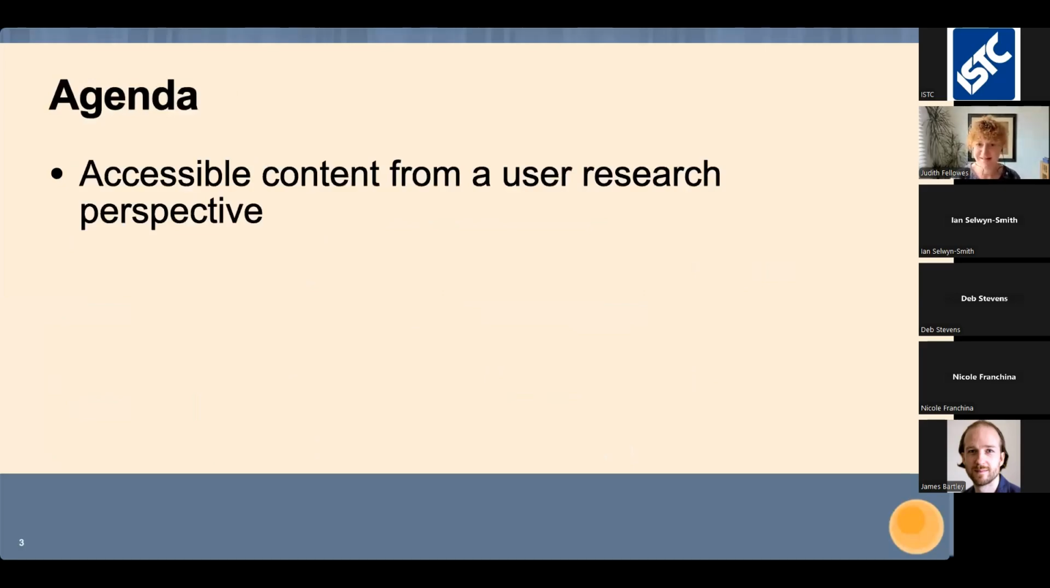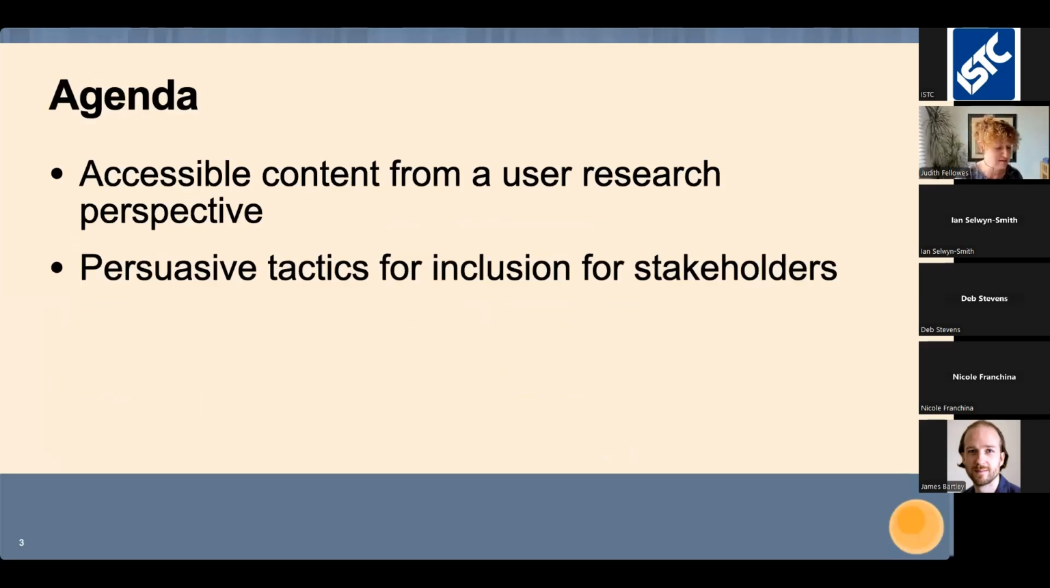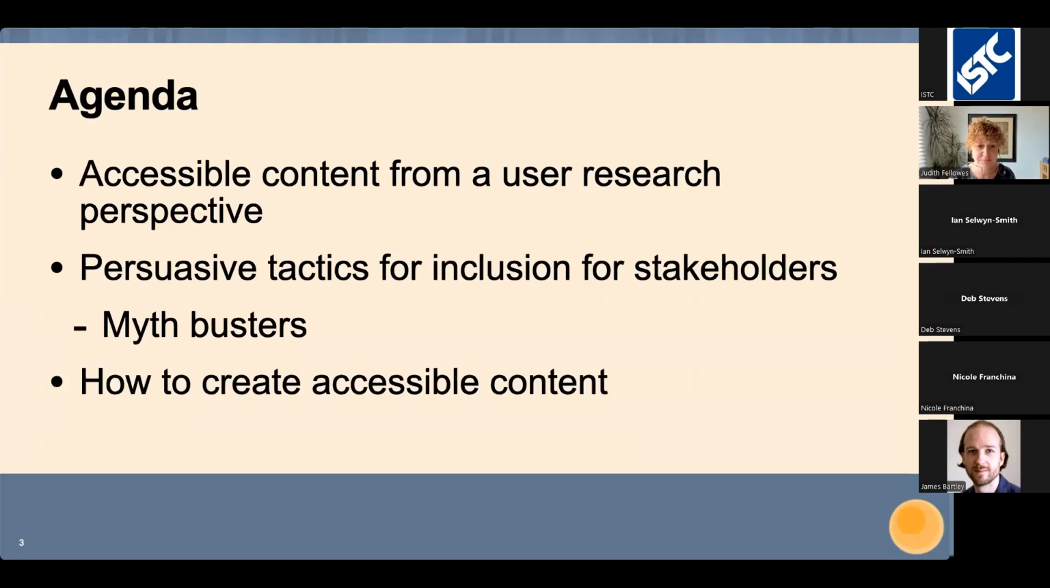Now, in terms of today, I thought I'd give you accessible content from a user research perspective, because you're all content writers and I can't tell you how to do your job. You know that better than me. And I understand from Rachel that one of the challenges you have is engaging stakeholders, getting them on board in terms of inclusion. So I'll share with you some of the tips and tricks that I use as well. And that includes some of the myth busters, so when people give you a particular line, how do you deal with that? And also some other ideas on how to create accessible content.